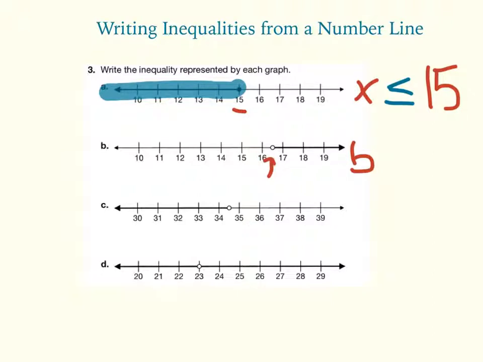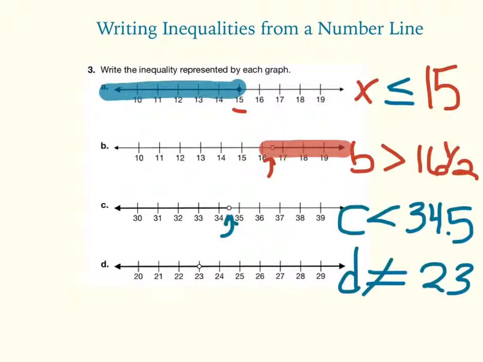Then I need to look, what direction is my arrow going? This time it's going this way. So I'm going to say B is greater than 16 and a half. And it's not going to be equal to because once again, if it is an open circle, it cannot equal that number. Why don't you pause the video and try C and D on your own and then come back and check your work. I hope you paused the video and are back.